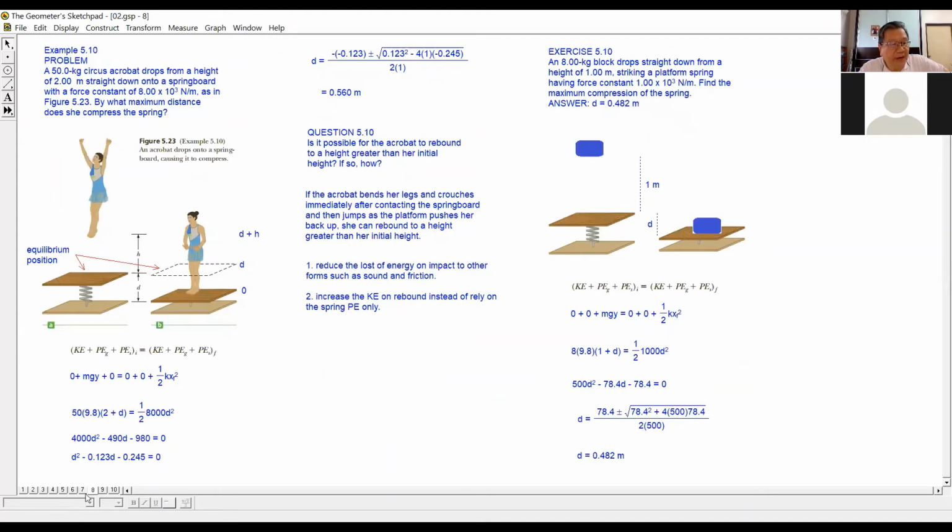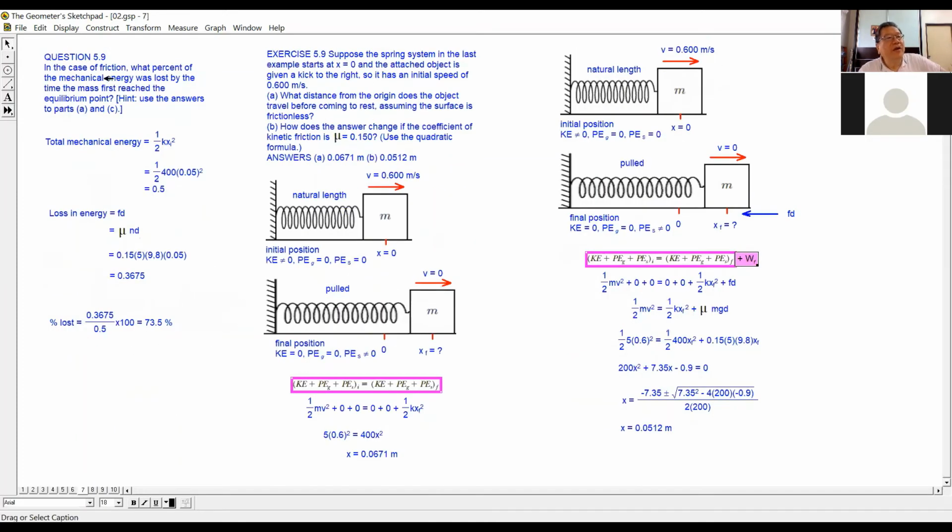This one is different, and it is more related to you because it involves jumping, right? We jump from the springboard. So I will go through this with you. Now, before that, you read this question 5.9. In the case of friction, what percent of the mechanical energy was lost by the time the mass first reached the equilibrium point? Hint, use the answer to part A and C. Okay, so part A and part C, right?